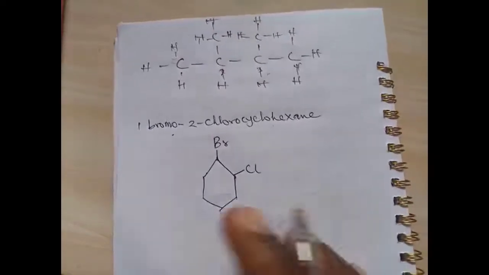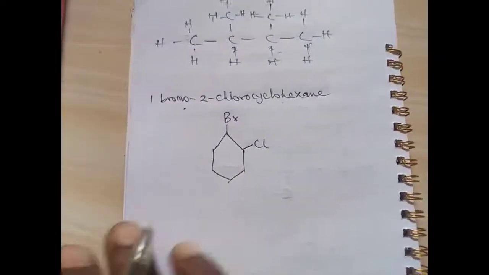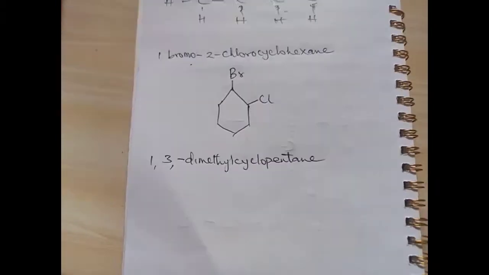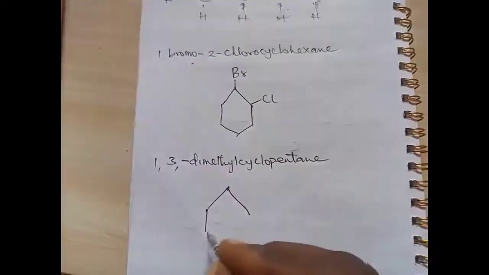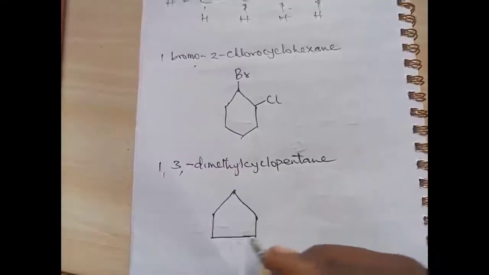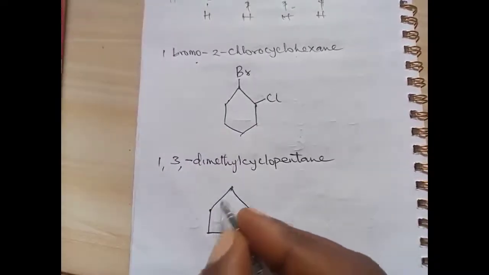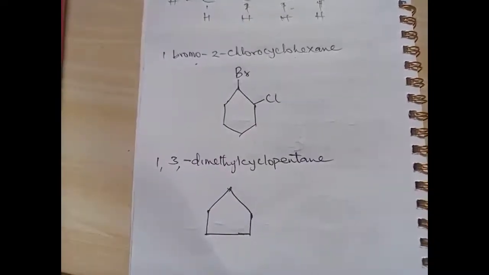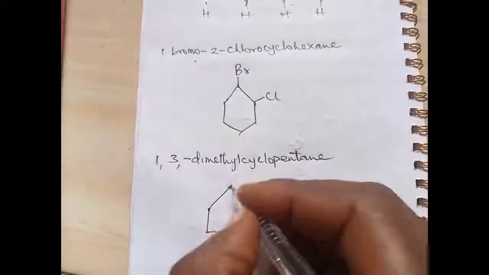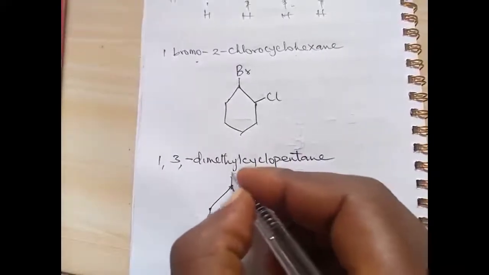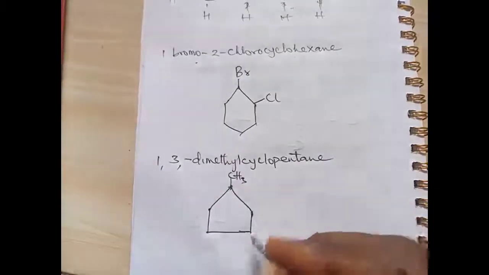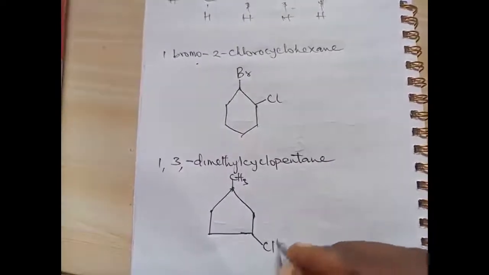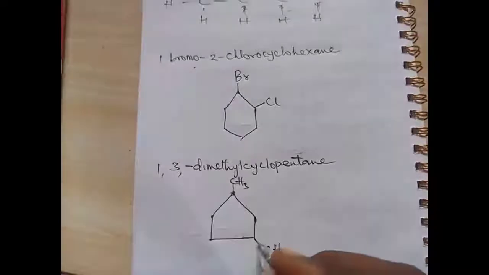Then the other one says 1,3-dimethylcyclopentane. So we first of all draw cyclopentane. 5 carbon atoms. 1, 2, 3, 4, 5. Cyclopentane. So at the first place there is a methyl. At the third, let's say 1, 2, 3, at the third place there is also another methyl. So 1,3-dimethylcyclopentane.